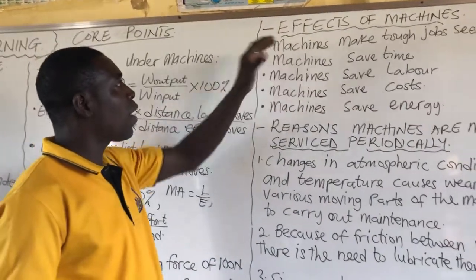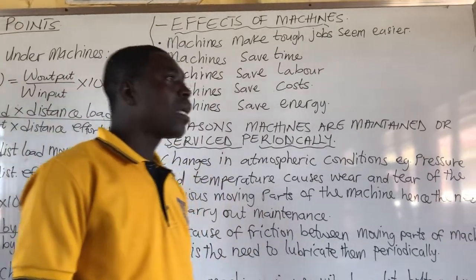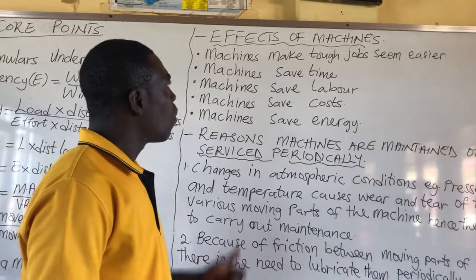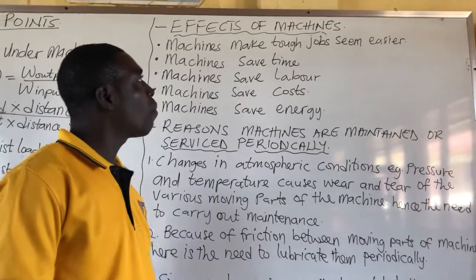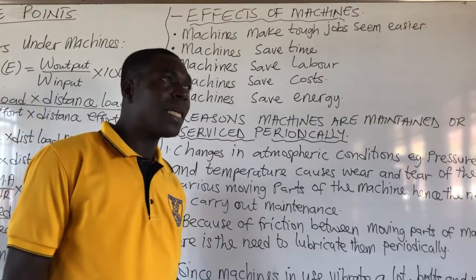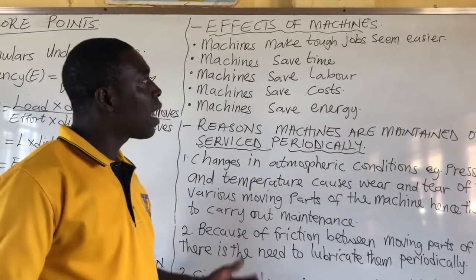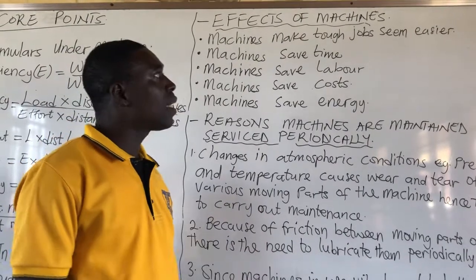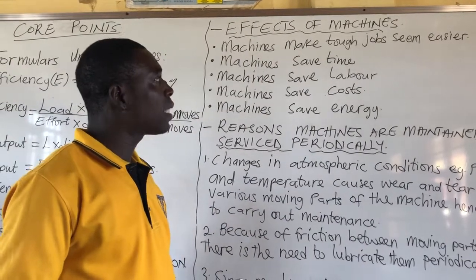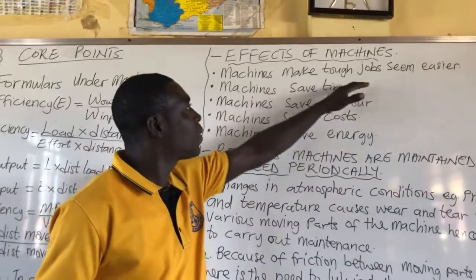So the first effect is that machines make tough jobs seem easier. If you have very challenging work to perform, with machines you can make the work easier. For example, if you want to dig a trench, with the use of excavators or caterpillar machines, you can dig within the shortest period as compared to the manual method of digging the hole. So machines make tough jobs seem easier.